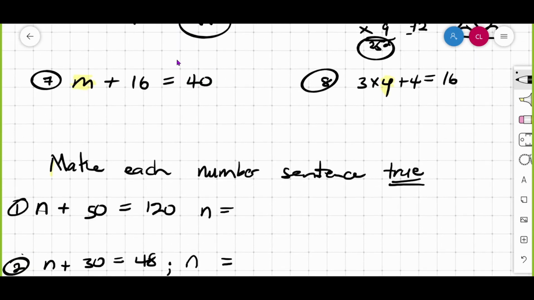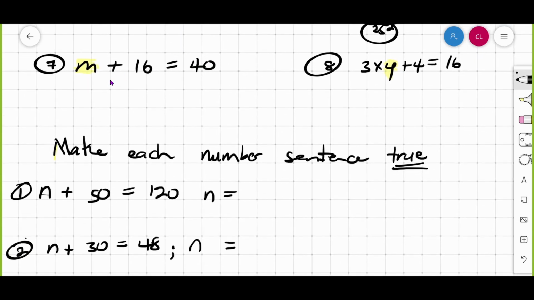Next one up, we have m plus 16 is equal to 40. Let's go with this now. So we need to get m by itself. So we need to take 16 from this side. That means that we're going to need to do what?